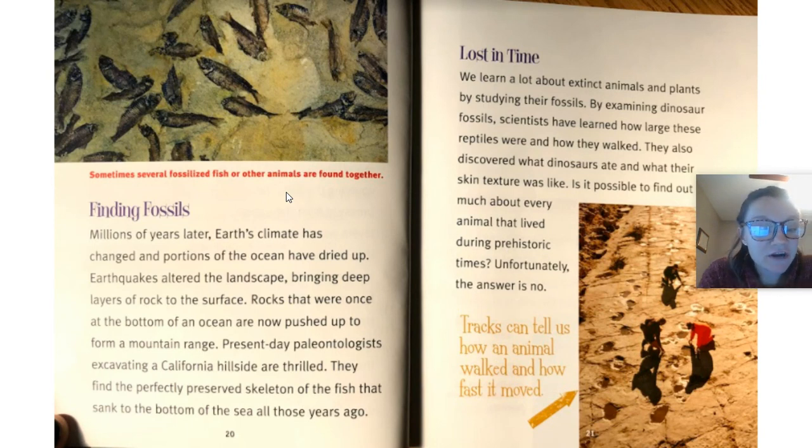Millions of years later, Earth's climate has changed and portions of the ocean have dried up. Earthquakes altered the landscape, bringing deep layers of rock to the surface. Rocks that were once at the bottom of an ocean are now pushed up to form a mountain range. Present day paleontologists excavating a California hillside are thrilled. They find the perfectly preserved skeleton of the fish that sank to the bottom of the sea all those years ago.